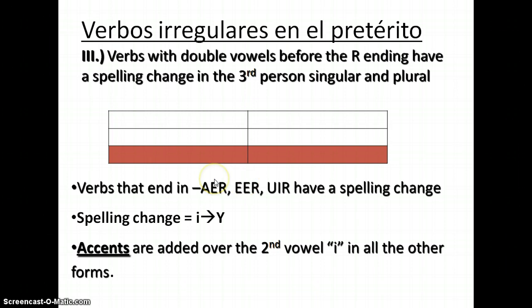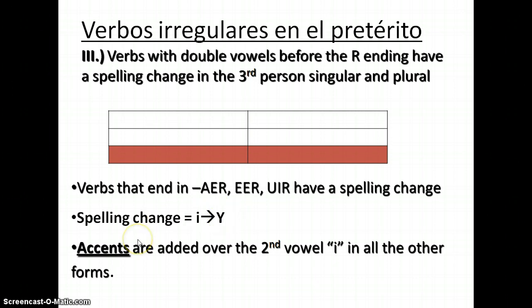Now, when we talk about patterns, the pattern that we want to look for here is that verbs that end in AER, EER, or UIR will have a spell change. And the spell change that occurs is that when you conjugate the verb in the preterite tense, an I will go to a Y.